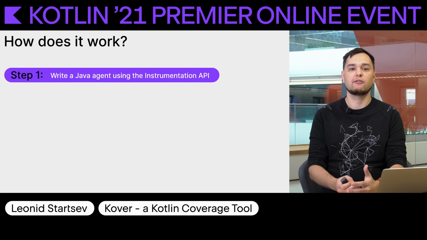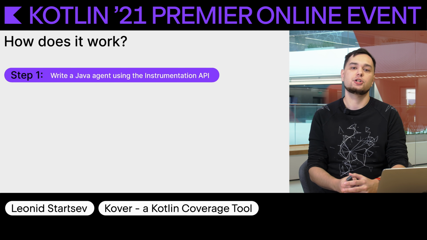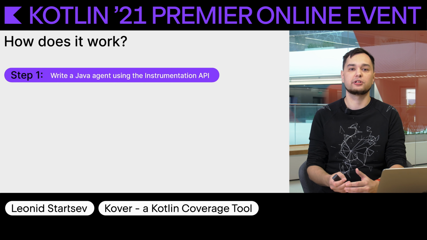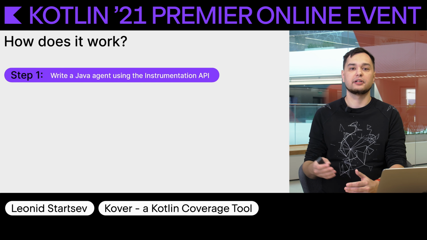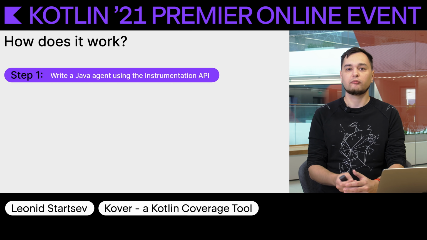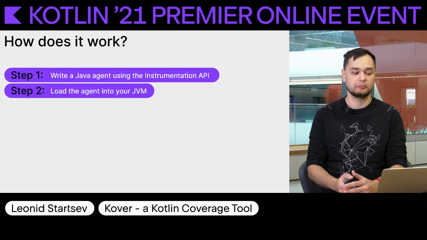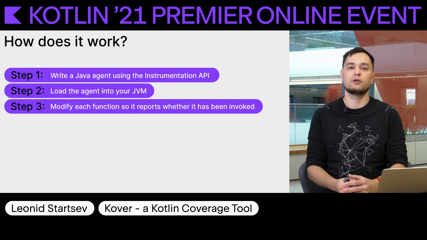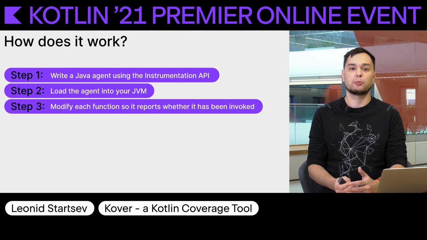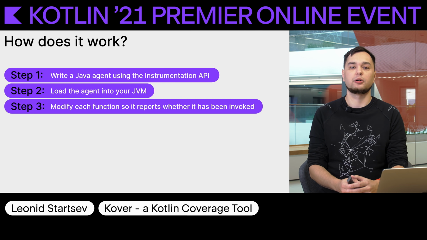If we want to write our own coverage tool, our steps would be the following. First, we should write a Java agent using the instrumentation API. The instrumentation API is basically a Java API that allows you to take a compiled class, an existing bytecode, and modify it so it would do other things than it was intended to do. Then we should load the agent into our JVM, where we want to run tests for our program. And then we should modify every function in our program so it reports whether it has been executed or not. So it would not only do the thing we wrote it to do, but also report whether it has been called.